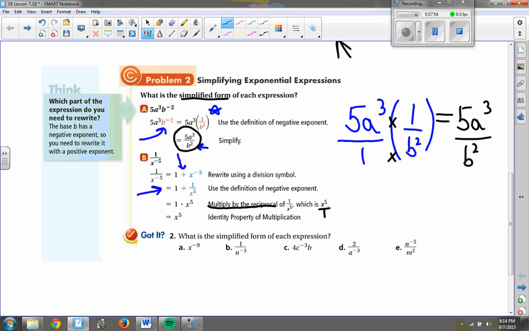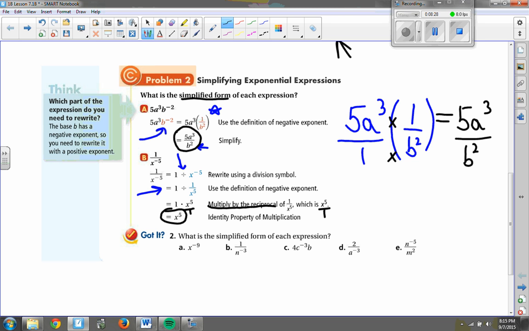Okay? So now what I'm really multiplying by, instead of dividing by 1 over x to the fifth, I'm now going to multiply by x to the fifth over 1, because that is the reciprocal. Instead of dividing by the fraction, I am multiplying by the reciprocal. 1 times that x to the fifth over 1. Well, 1 times x to the fifth doesn't change anything, and putting 1 on the bottom of the fraction doesn't change anything. So really all we have here is just x to the fifth.